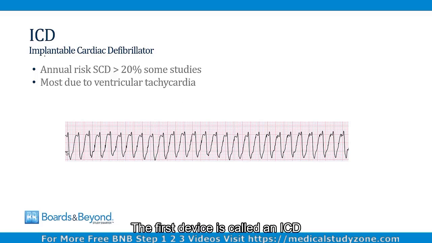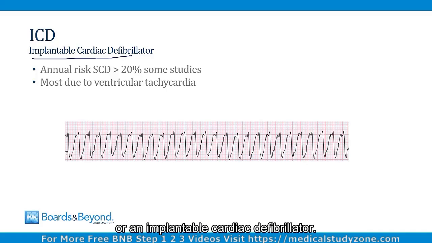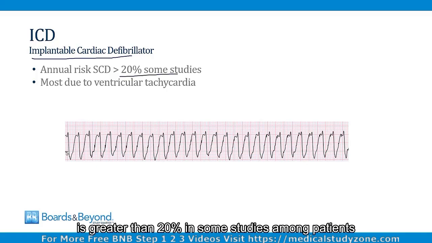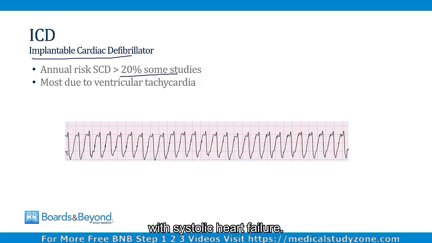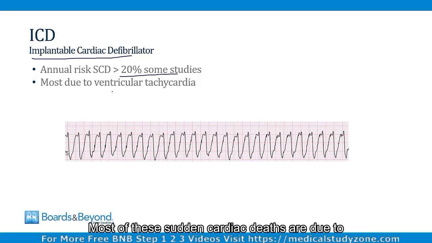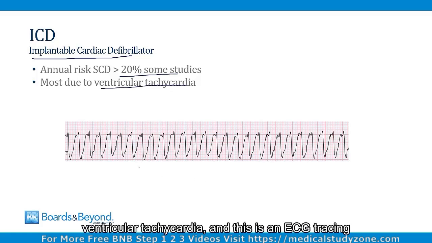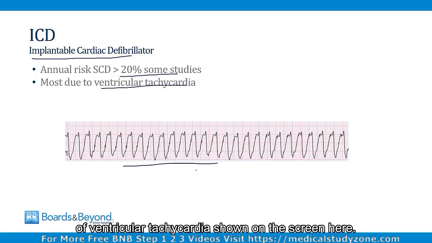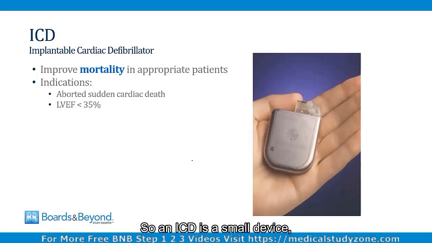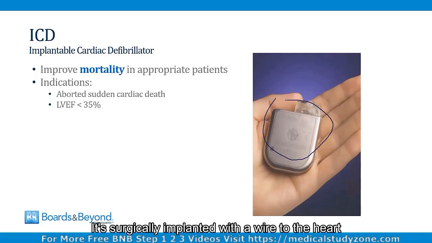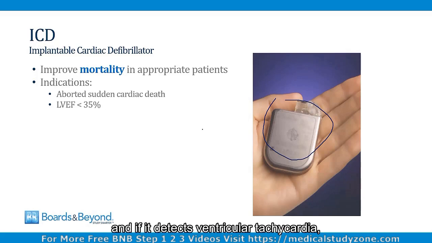The first device is called an ICD, or an implantable cardiac defibrillator. So the annual risk of sudden cardiac death is greater than 20% in some studies among patients with systolic heart failure. Most of these sudden cardiac deaths are due to ventricular tachycardia, and this is an ECG tracing of ventricular tachycardia shown on the screen here. So an ICD is a small device. You can see a picture of one here. It fits in the palm of your hands. It's surgically implanted with a wire to the heart, and it monitors the heart rhythm. And if it detects ventricular tachycardia, it will deliver an electrical shock to try and terminate the arrhythmia.